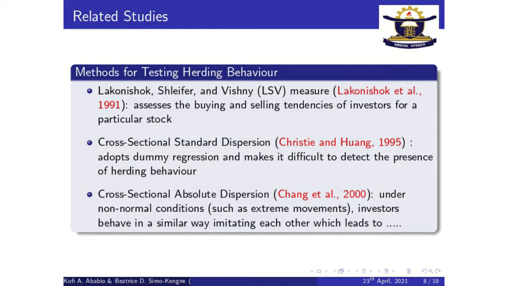Under non-normal conditions such as extreme movement, the bear, normal, and the bull, investors behave in a similar way, imitating each other, which leads to the market portfolio dispersion to be clustered.